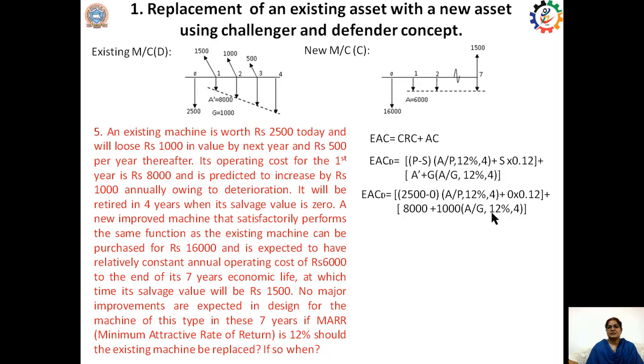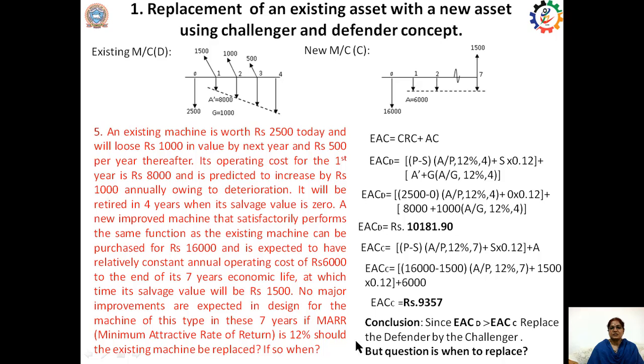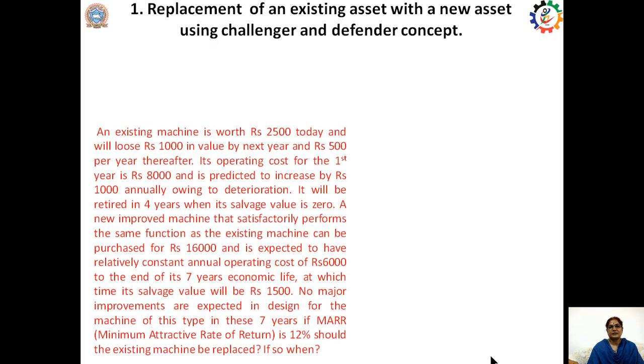Once the gradient series is converted into A, you add it to CRC, and the answer is 10,181.90. Similarly for the challenger, for the entire 7 years you get 9,357. Now out of this, which is less? Challenger. So the challenger has to replace the defender, but the question still stays: when to replace? Let us answer this in the next slide.